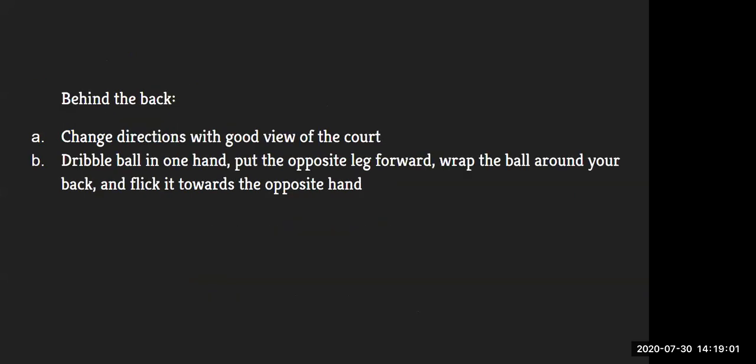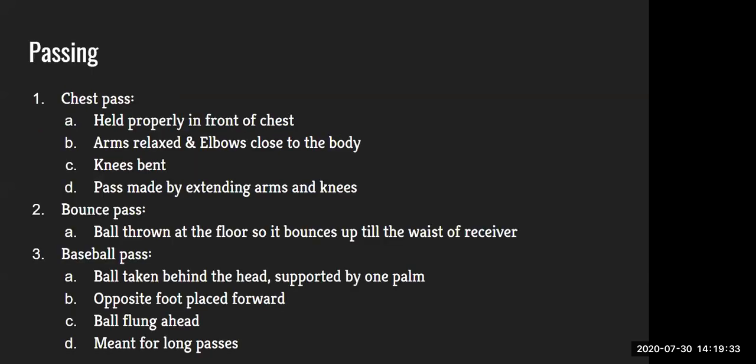Behind the back helps you change directions very fast and gives you a good view of the court. You dribble with one hand. When you're dribbling with one hand, you put the opposite leg forward, and then you wrap the ball around your back, and then you flick it towards the other hand. So you can visualize how it goes. So yeah, now passing.